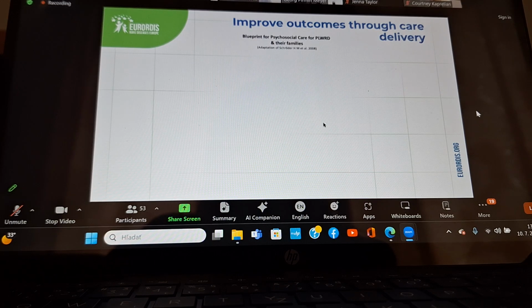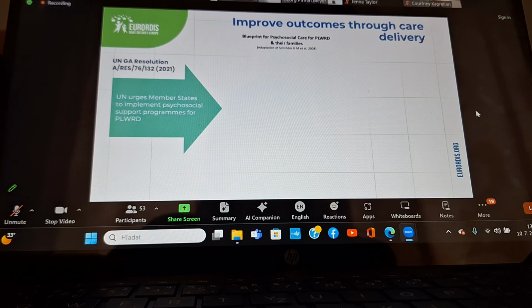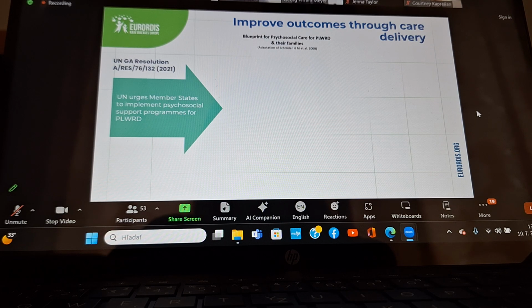What we're also doing at Eurodis, and we've just published a position paper on this, is built on a UN General Assembly resolution on rare diseases, which was published in 2021. In this resolution, it urged member states to develop psychosocial care programs specifically for people with a rare condition. I only know one country which has that in place, and that's Luxembourg at the moment.